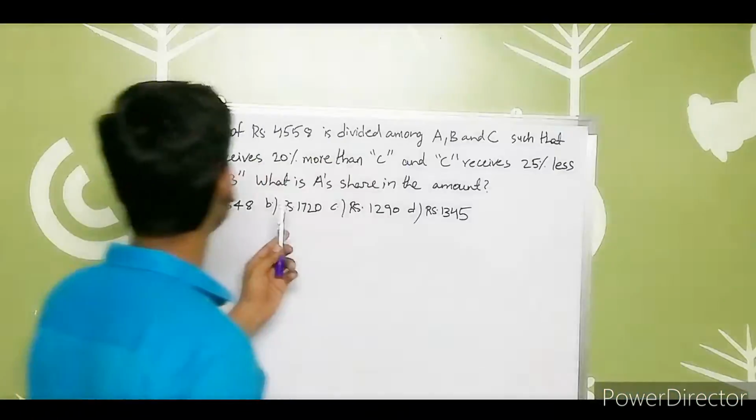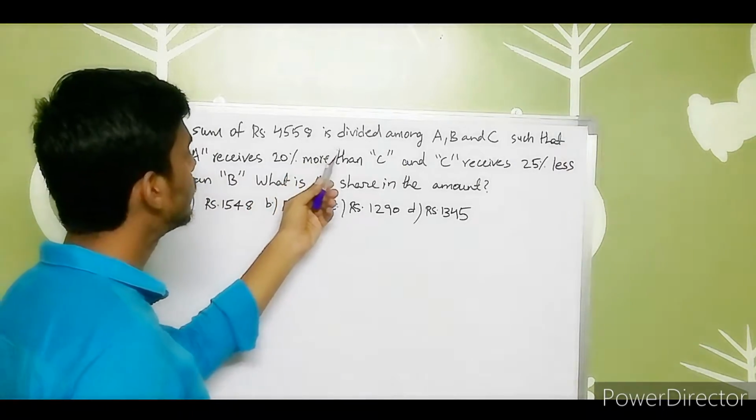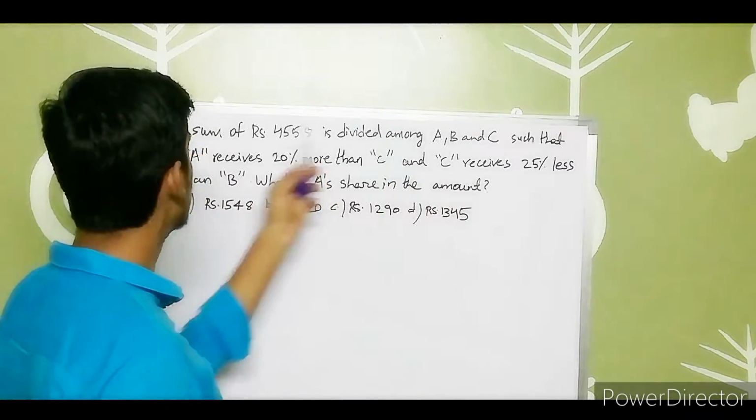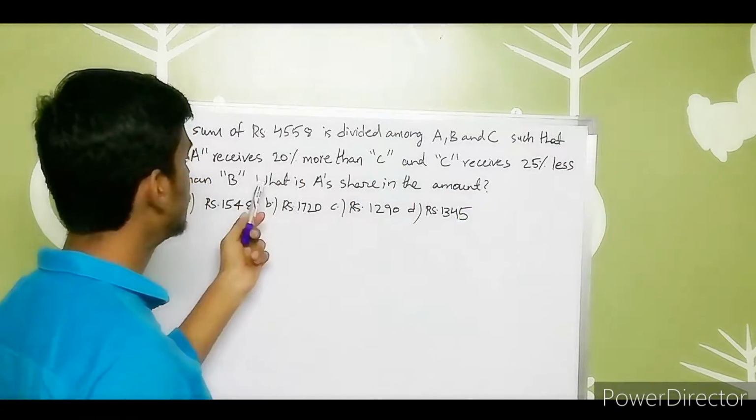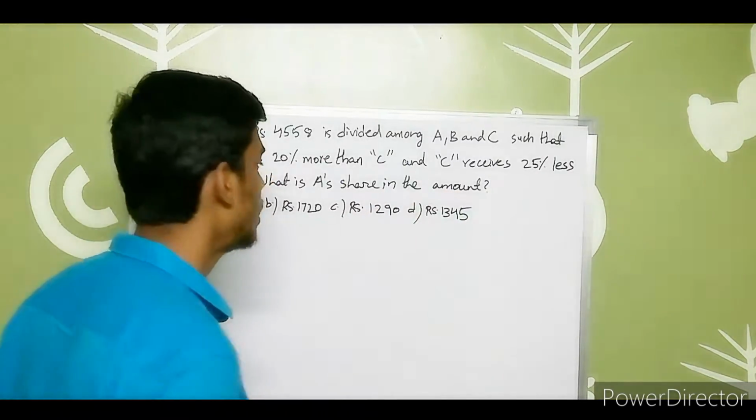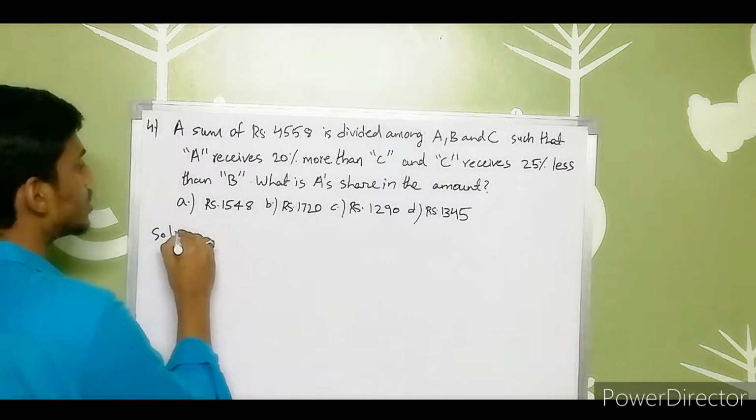So, what have they given in the question? The sum of rupees 4,550 is divided among A, B, and C, such that A receives 20% more than C and C receives 25% less than B. What is A's share in the amount? So, let's look into the solution.